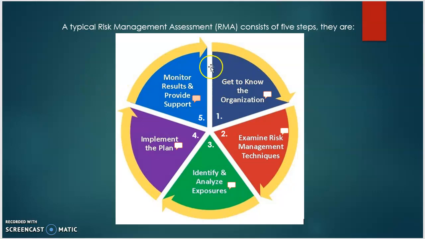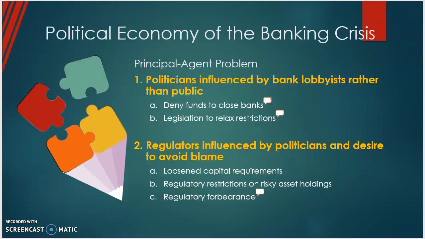Okay, so these are the five steps of RMA that have been used in the banking system. Okay, and now let us look at what is the political economy of the banking crisis. Okay, politicians are always influenced by bank lobbies rather than the public.